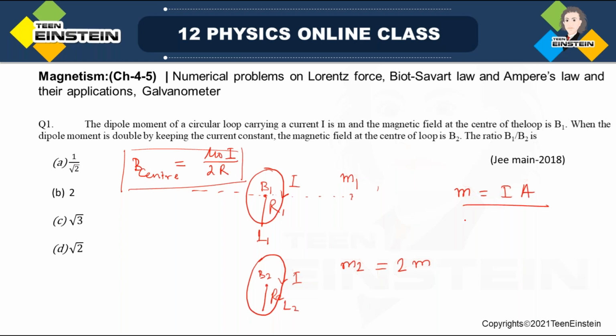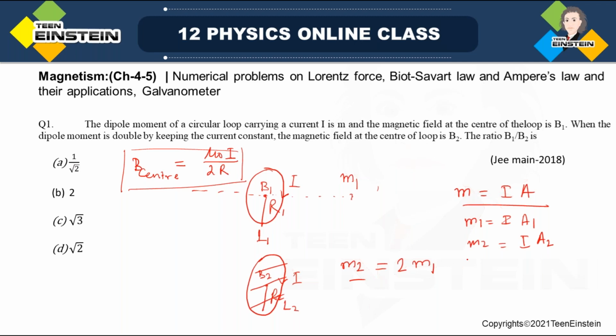Anyway, look at this formula. If I write M1, then I will write I into A1, and M2 I will write as I into A2, as the current was kept constant. A2 is the area, so the area has to be different to get double the magnetic moment with the same current. At least the area has to be increased or decreased. Now we'll apply the condition given, that M2 is equal to 2M1.